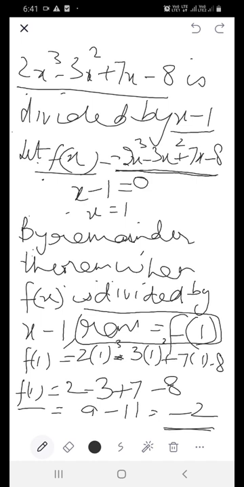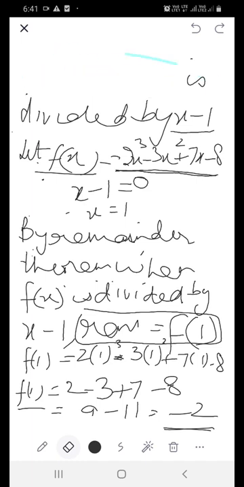So when you get the value of f(1) as minus 2, you write the last step: therefore remainder is equal to minus 2, whatever is the value of f(1). This is what you have to show, how to show the remainder by using the remainder theorem.